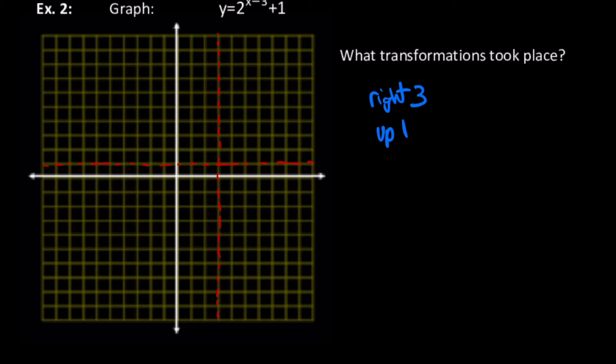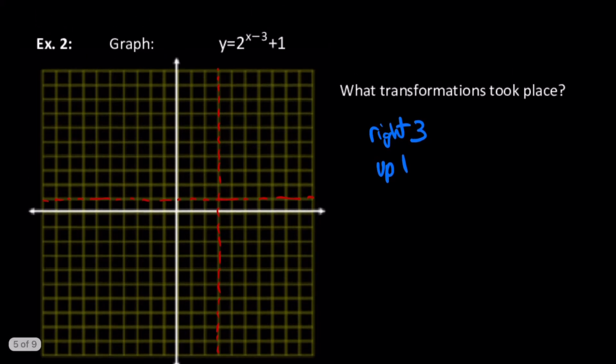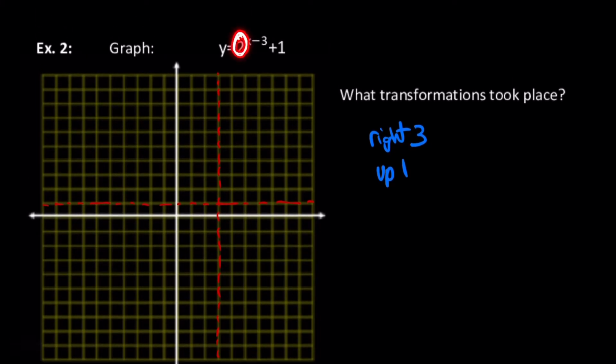So I want you to visualize this now as our new origin. And remember, we have key points. My base is 2, so without these transformations, my key points would be (0, 1) and (1, 2). So even though those aren't the actual coordinates on the graph, those would be the coordinates from this point. So from here, pretend this is the origin, (0, 1), and (1, 2). So it's going to go through these two. Here's my asymptote, and it grows rapidly in this direction.